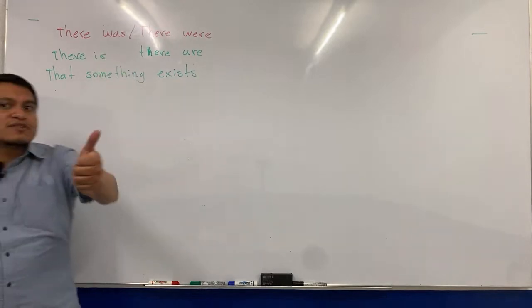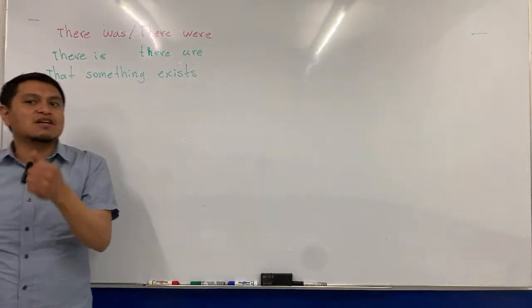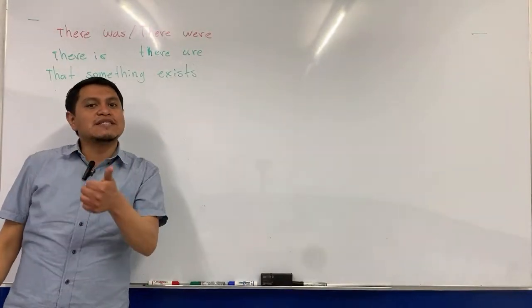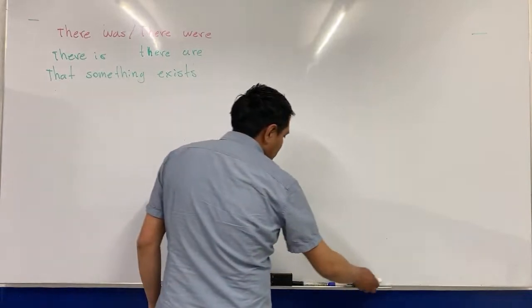But we use there is for singular and there are for plural. Check this example. There is an apple on the table. Repeat, there is an apple on the table.